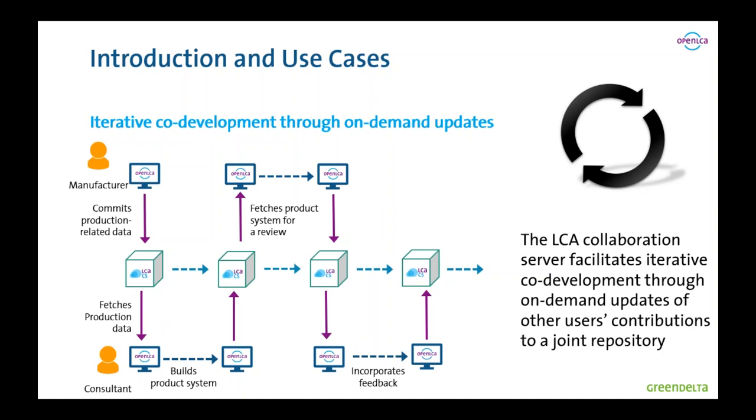So the consulting office would then have a lot of experience in actually conducting the LCA study. The manufacturer would commit all the data to an LCA collaboration server. The consulting office would then fetch the data and actually build the product system. He can also then, via the LCA collaboration server, send the product system for review to the manufacturer, who can, for instance, comment on specific processes and give feedback on whether what the consulting office came up with actually reflects the production process in the factory, and can send this model back to the consulting office. And with this, the collaboration server facilitates an iterative co-development of an LCA study. So this is one of the use cases.